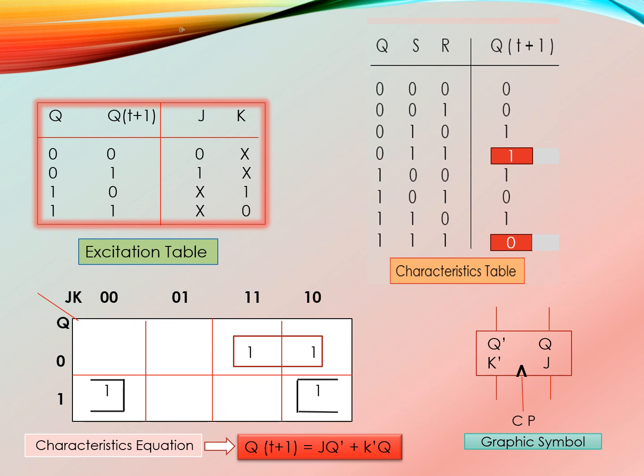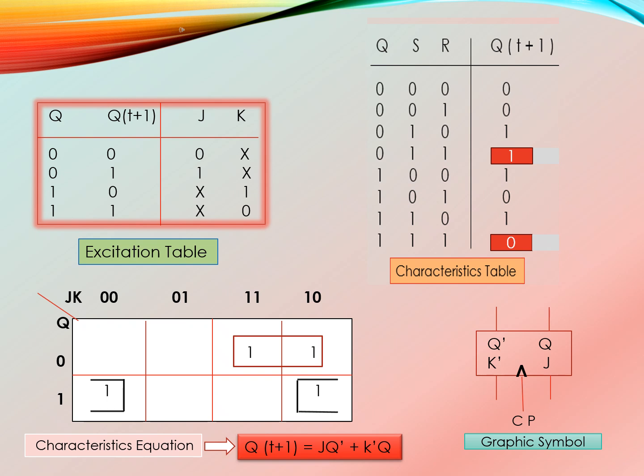Now let's interpret what each part of the equation means. In Q(t+1) equals J dot Q prime plus K prime dot Q, the first term, J dot Q prime, becomes 1 when J equals 1, as J is active, and Q prime equals 1, which means Q equals 0. In other words, it sets Q from 0 to 1 when Q was previously 0 and J is active.